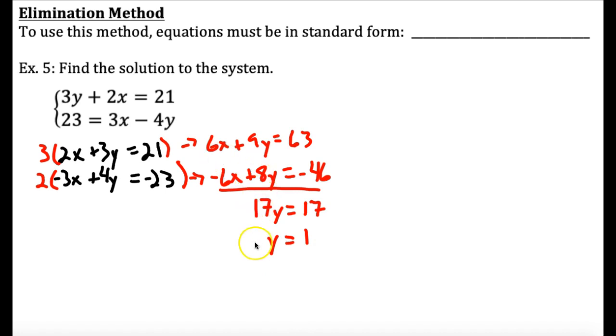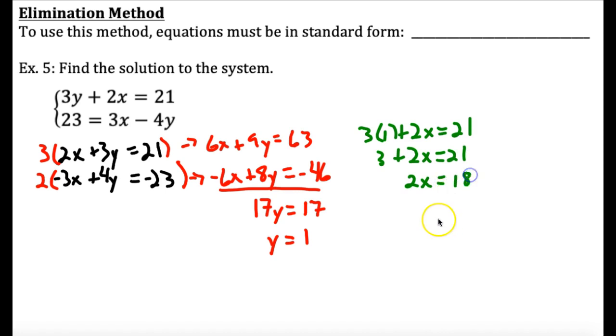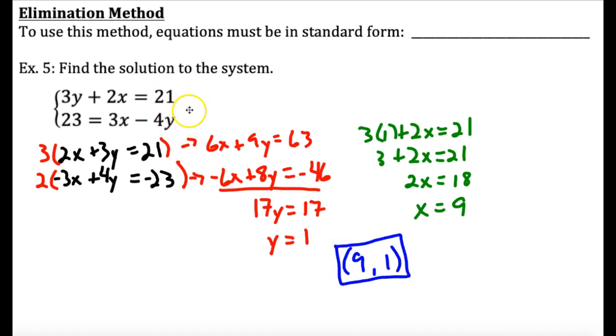So now I can take this and plug it into either of my original equations. I'll choose the first one. So 3 times 1 plus 2x equals 21. 3 times 1 is just 3. Subtract the 3 over to the right side. We get 2x equals 18. Divide both sides by 2. We get x equals 9. So my final answer is the coordinate point 9, 1. And again, what that means is if I were to graph both of these lines, they would intersect at the point 9, 1.